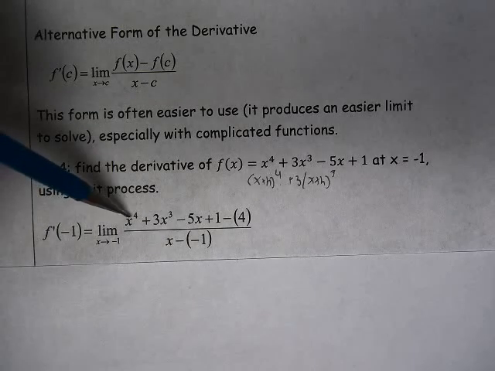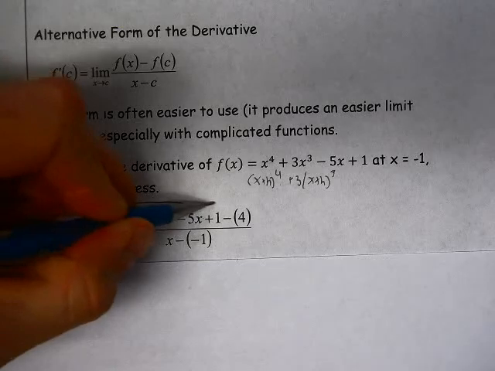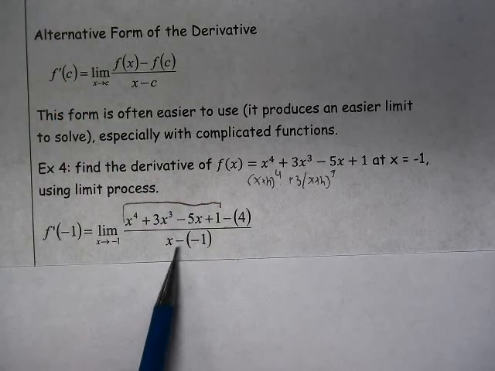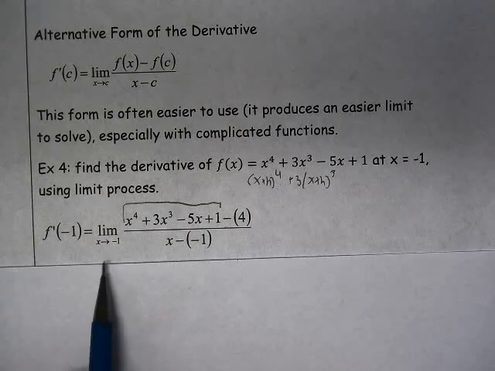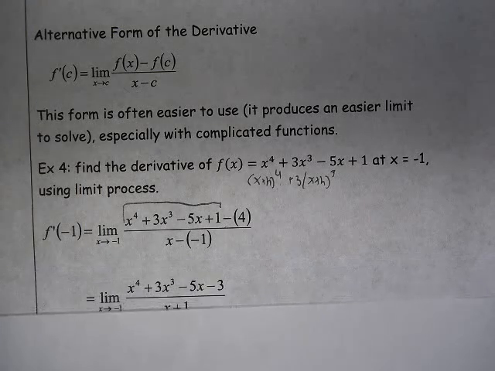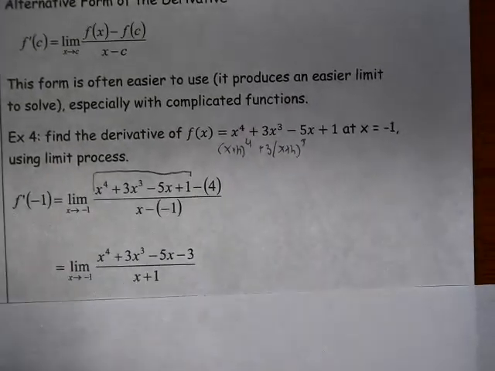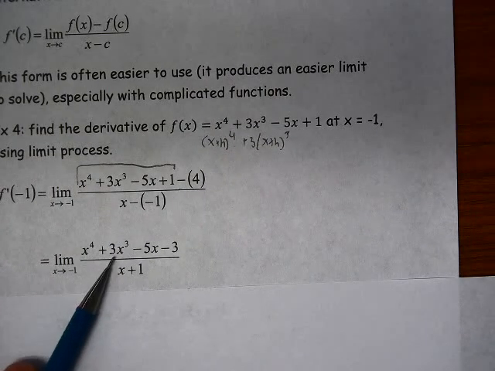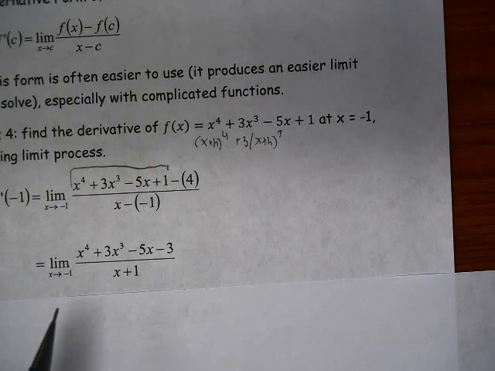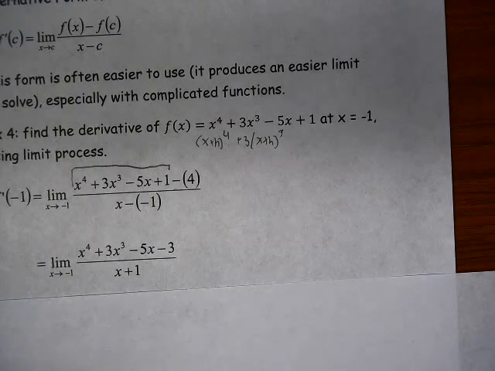So I have f of x minus f of c, and then x minus c. And all that, we're going to take the limit as x approaches -1. Okay, so I end up with x to the 4th plus 3x cubed minus 5x minus 3 all over x plus 1. And this looks like a factor and cancel kind of problem.